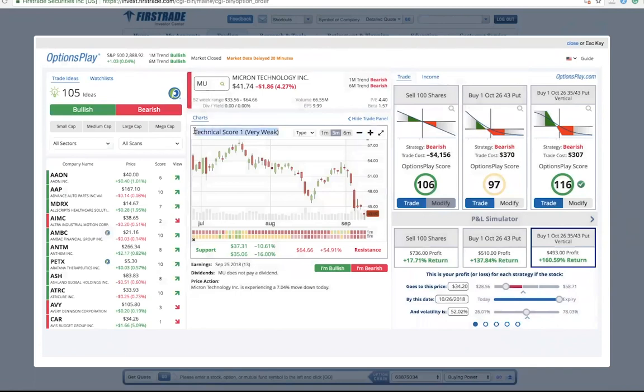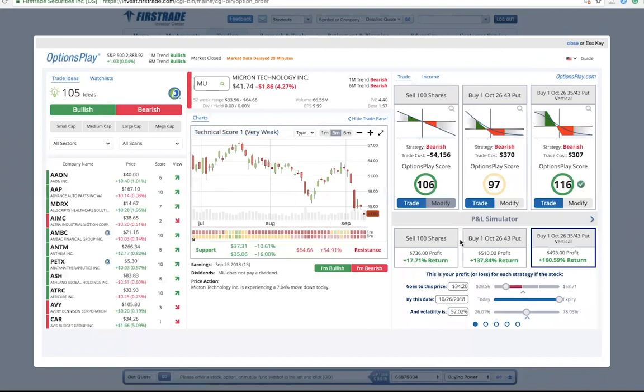I just pulled up this stock because it's a stock that many of you follow, many of you are familiar with, and it's also currently in a very bearish trend. So 1 month and 6 month trends are bearish. Technical score of 1 is very weak, telling me this is a very weak stock in the market, down 4.5% today. It looks like it's really fallen apart.